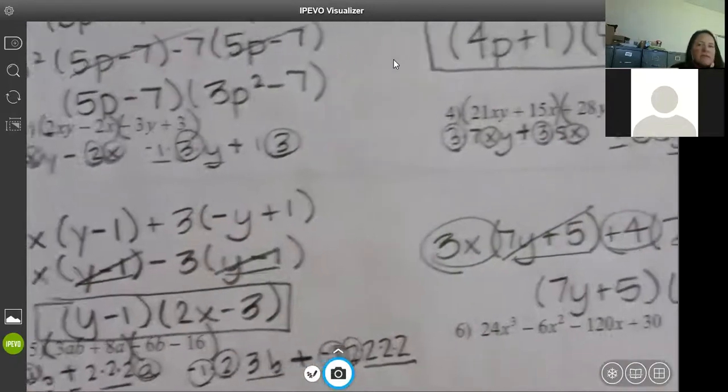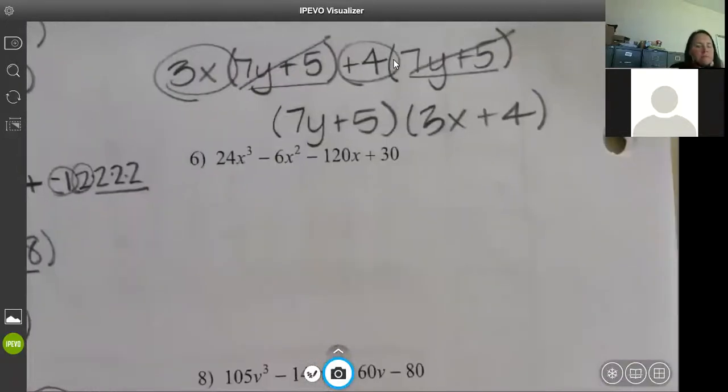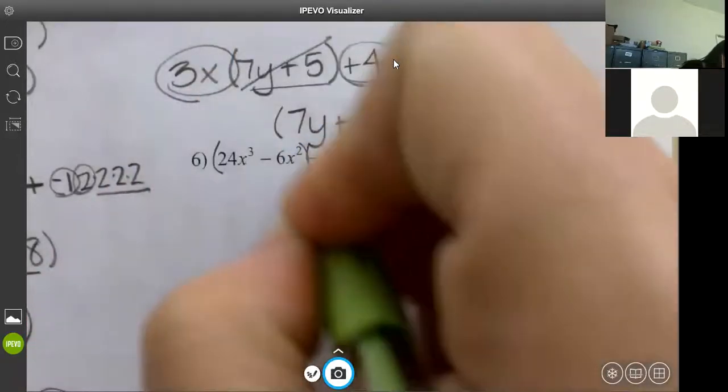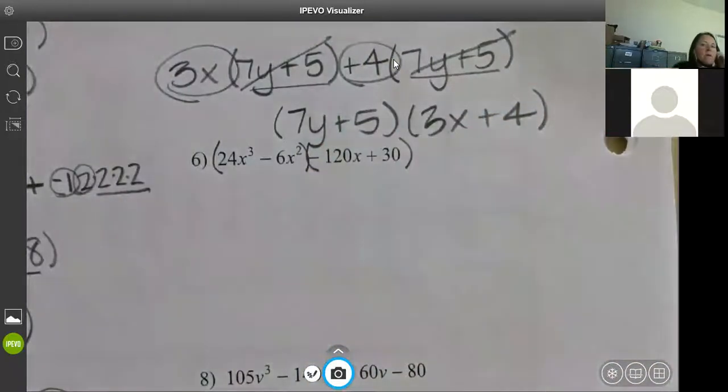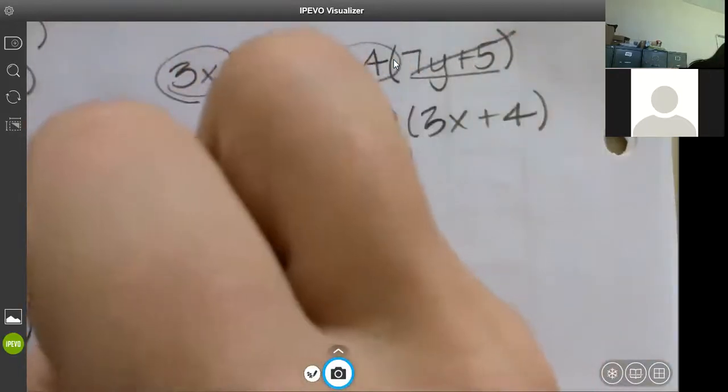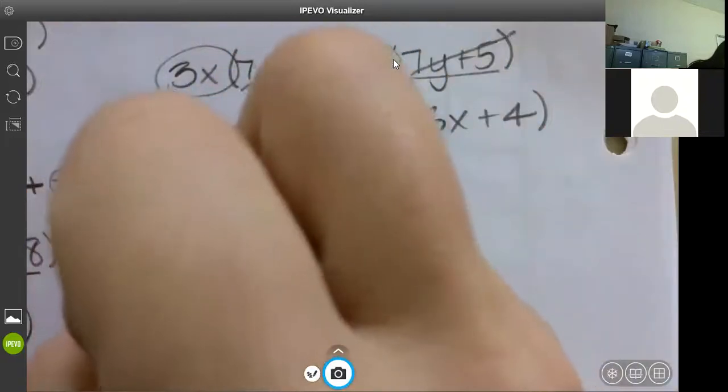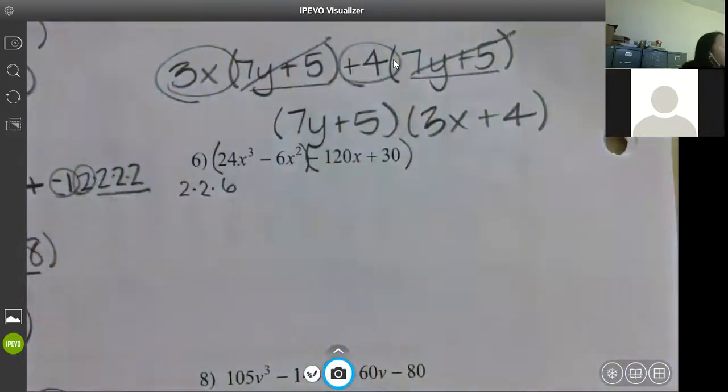Look at number 6. It's the same type of question, just bigger numbers. What are your factors of 24? You can do 12 and 2. 12 is 2 and 6. Why would I leave that 6 and not break it down more? Because there's already a 6. If you would like to break it down more, you can. But at this point, you don't have to.